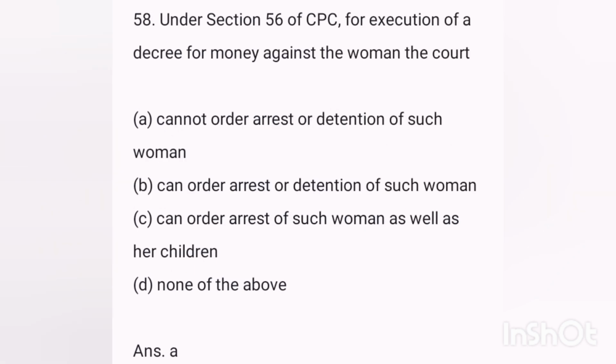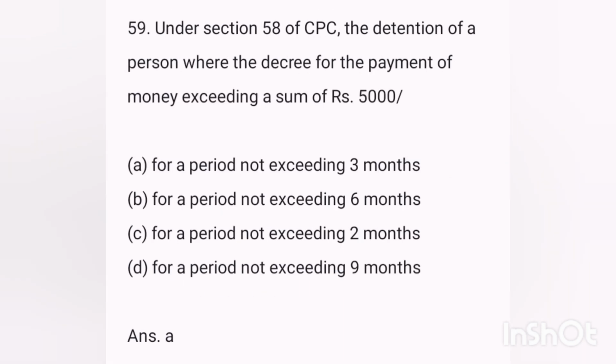Next, under Section 56 of the CPC, execution of a decree for money against a woman, the court. Answer was A, cannot order arrest or detention of such woman. Next, under Section 58 of CPC, detention of a person where the decree is for the payment of money exceeding a sum of rupees 5,000. Answer was A, for a period not exceeding 3 months.